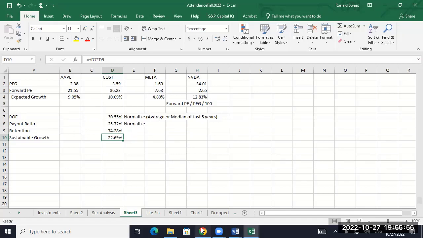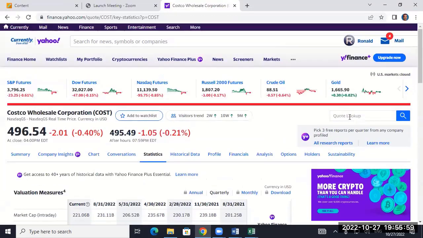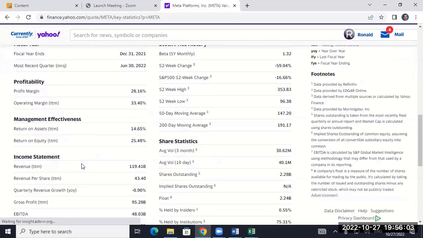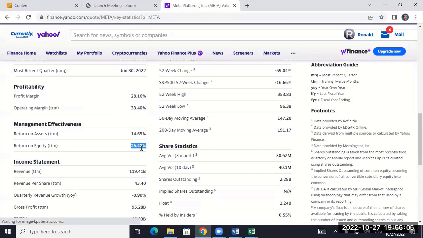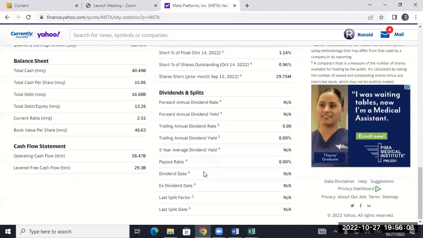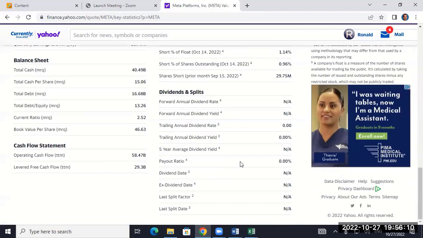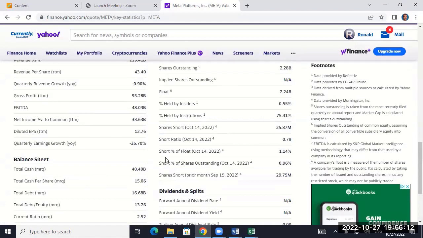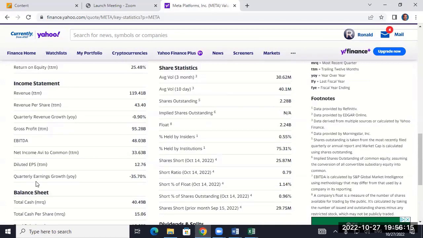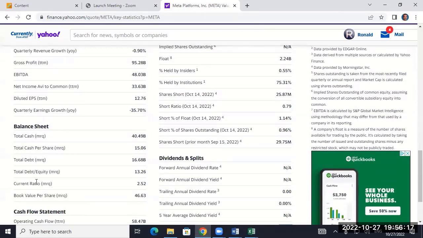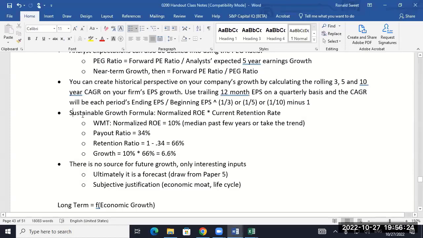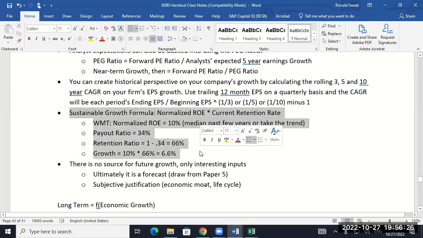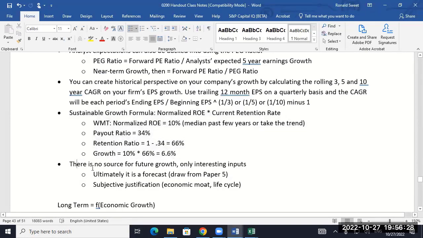For a firm like Meta, their history probably still looks pretty good, I would think. Their ROE is still pretty strong, and their payout is probably 0. So that gives you a really easy growth rate. It's just their ROE. But obviously, the market doesn't think that. So you're at a junction where that particular approach doesn't make any sense. But that's the traditional approach. There's no source for future growth.